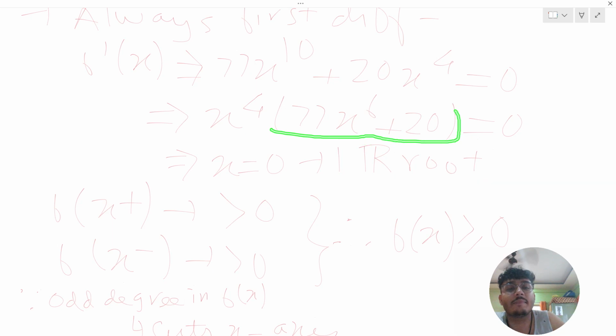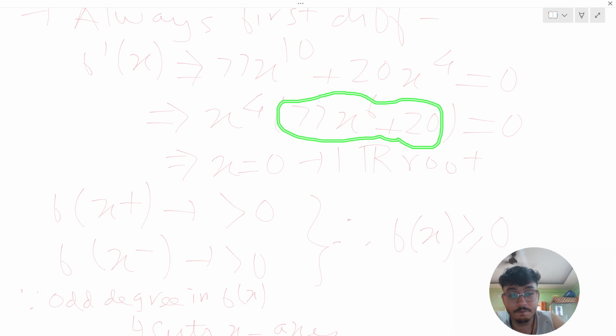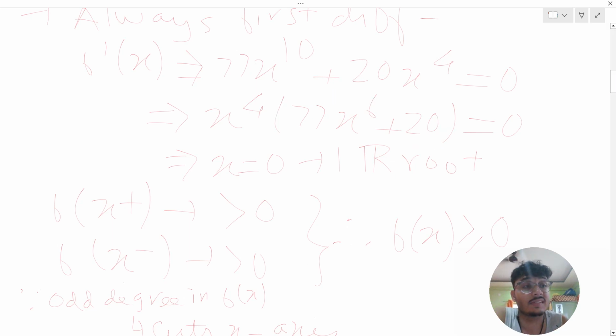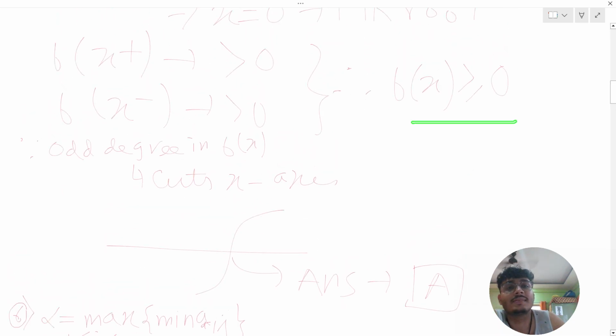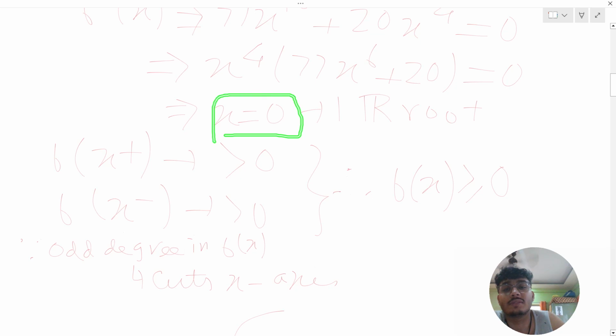Now this faces the same kind of dilemma that our question number 1 was facing. X to the power 6 is always a positive quantity, so this can never be equal to 0. So this full quantity 77x to the power 6 plus 20, whatever may be the case, will always be greater than 0. Even at x equals 0, or something just greater than 0, or just less than 0, positive number, negative number, in any case this thing is always going to be greater than 0. Therefore my f dash x is always going to be greater than or equal to 0. Hence from here we get only one root possible.